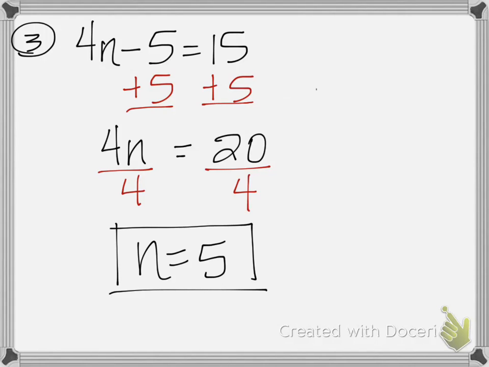And you can always check your answer by plugging it back in. 4 times 5 is 20, and 20 minus 5 does indeed equal 15. So this answer does check.